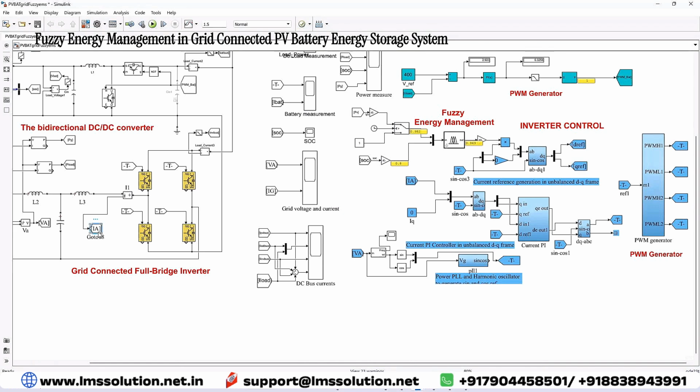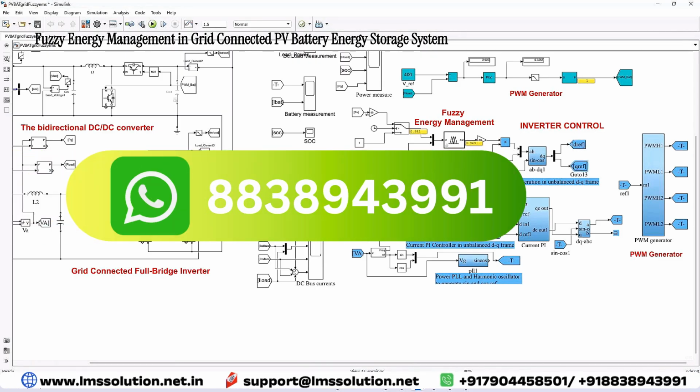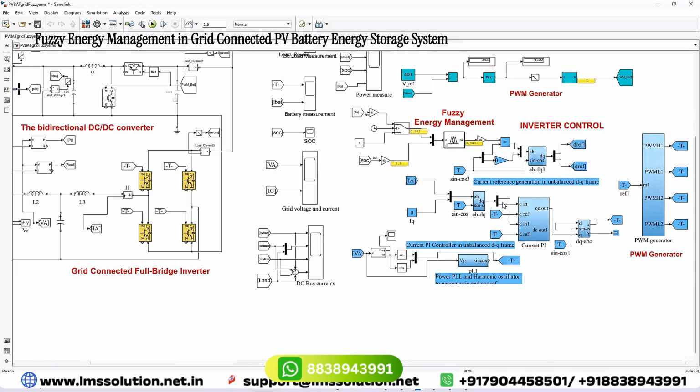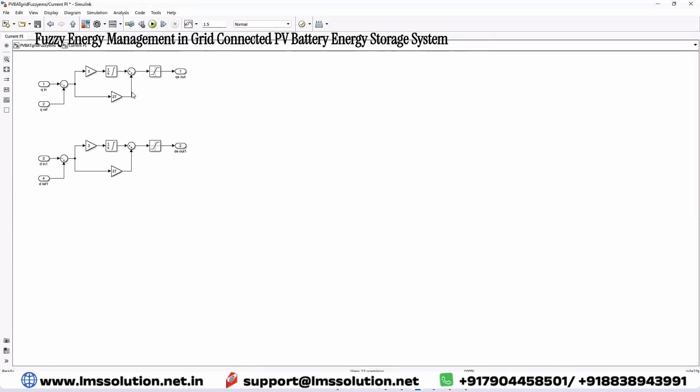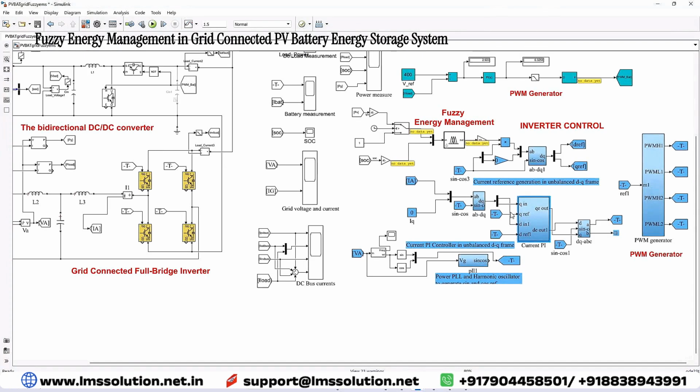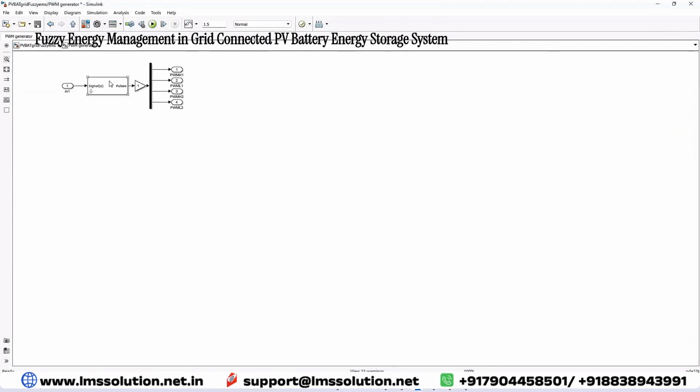Next you have to measure the grid current. The grid current is converted into DQ form using ABC to DQ conversion, and then the D reference and Q reference are compared with this DQ and processed via the current controller. After the current controller, the control signal comes out in DQ form. Then it is converted into ABC form, you take only the A quantity, and it is processed via the PWM generator.